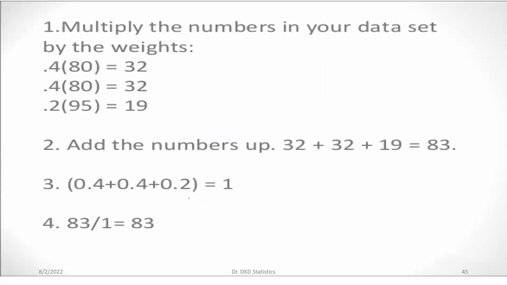So multiply by the weights. These values we can multiply, and these are the weighted marks: 32, 32, 19. Add the numbers up: 32, 32, 19, which is 83, and the sum of the weights is 1. So we can say the weighted average mark is 83.